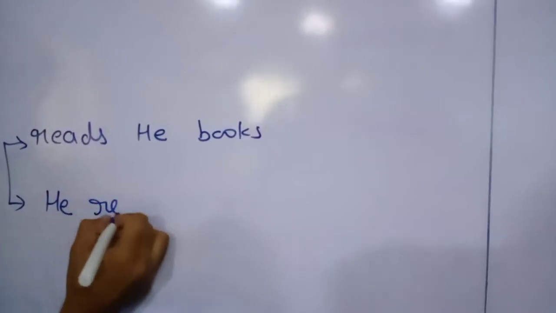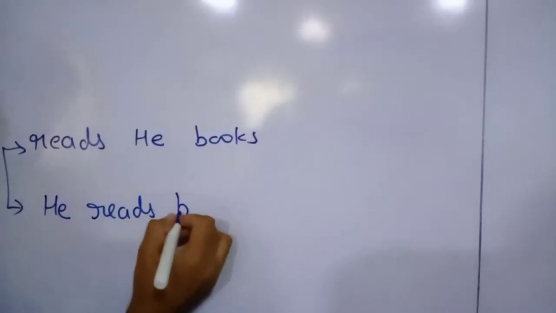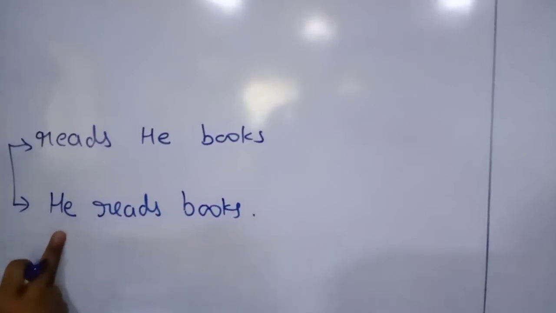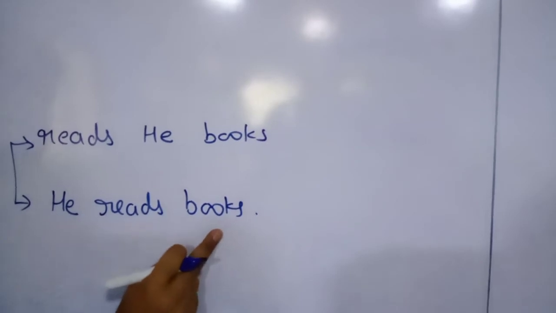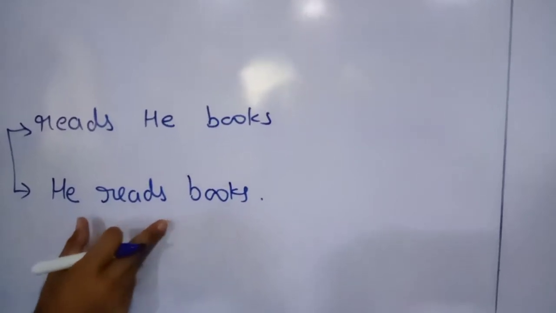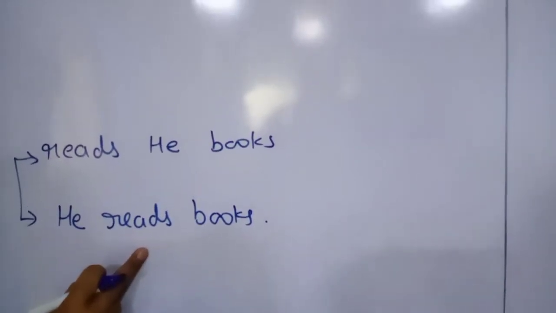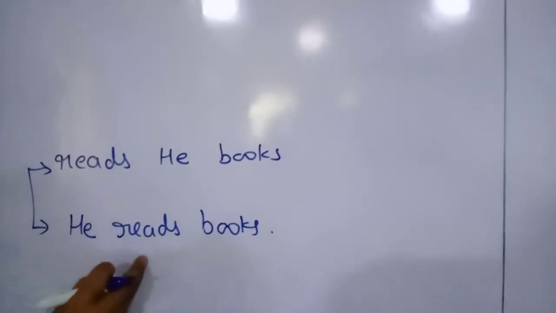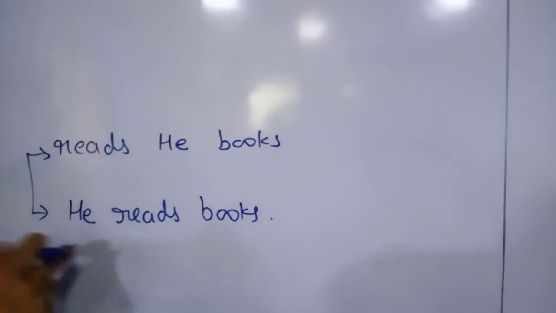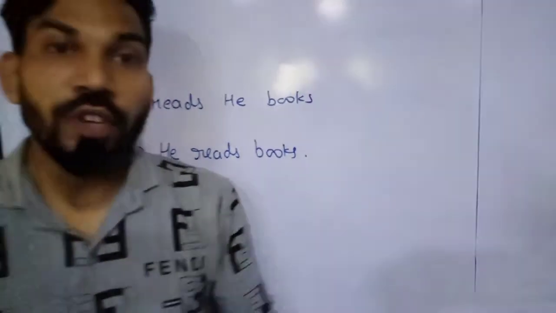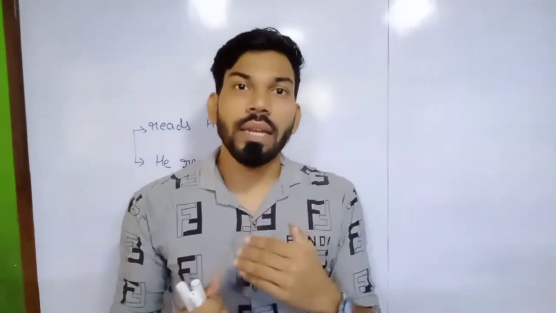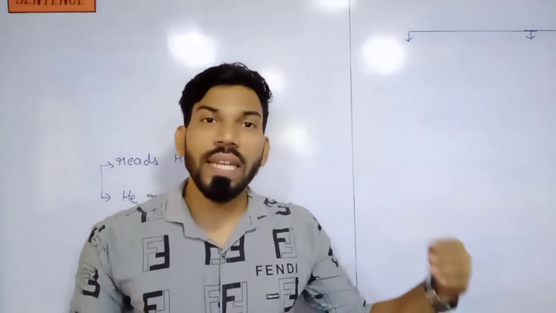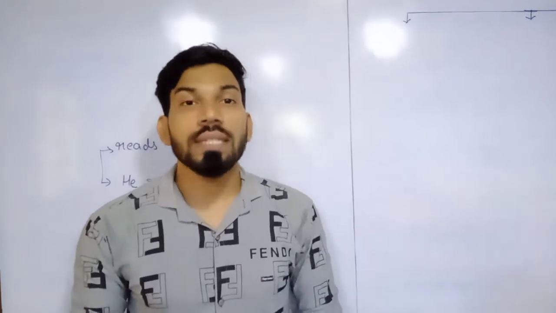He reads books. Now read it again. He reads books. Now this time, does this make sense? Yes, he reads a book. So this is a sentence. We can say whenever we have a group of words that make sense, that could be of any kind, that is called a sentence.